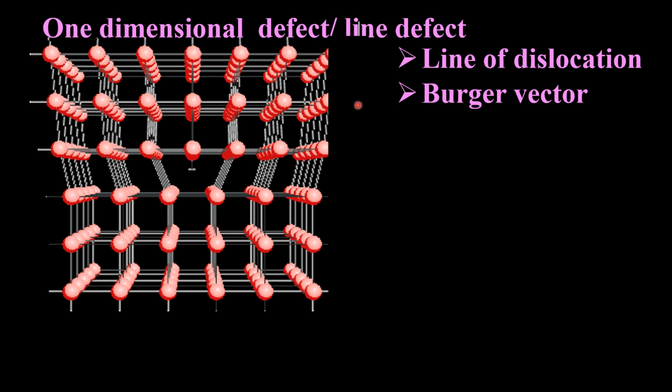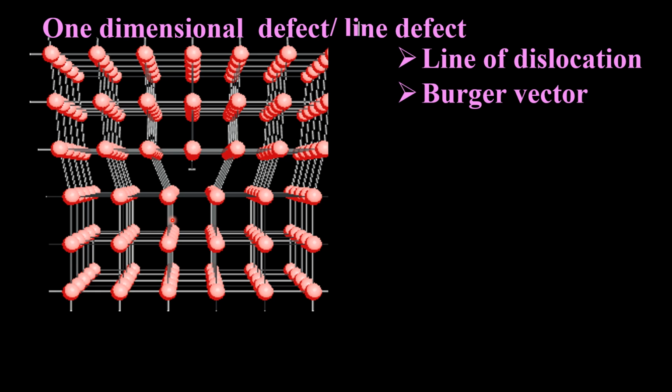In this figure we can see this is the extra half plane, or the edge dislocation, in this crystal structure. We can specify here the line of dislocation. The line of dislocation lies into the plane of the page. That is, you can see that the line of dislocation will be along this direction, into the plane of the page. This is the line along which this crystal plane is terminated.